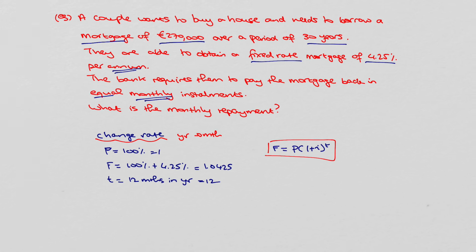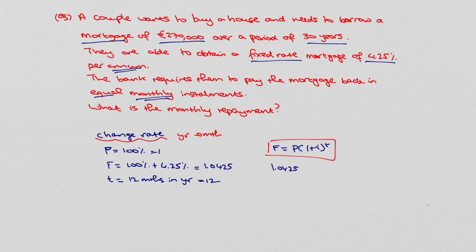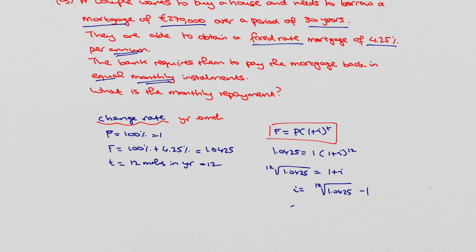So subbing in our values, we have 1.0425 is equal to 1 by 1 plus I to the power of 12. If I get the 12th root of both sides, and then get I on its own, then that gives us an interest rate for the month, and I'll keep it to 4 significant figures, so 0.003474.